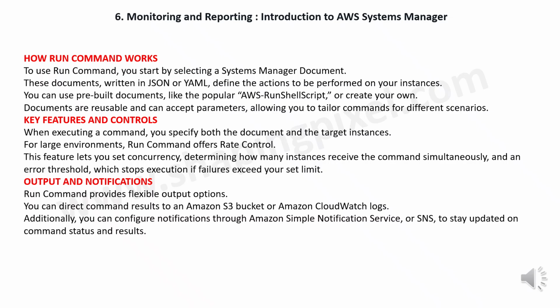Documents are reusable and can accept parameters, allowing you to tailor commands for different scenarios. When executing a command, you specify both the document and the target instances. For large environments, Run Command offers rate control. This feature lets you set concurrency, determining how many instances receive the command simultaneously, and an error threshold, which stops execution if failures exceed your set limit.